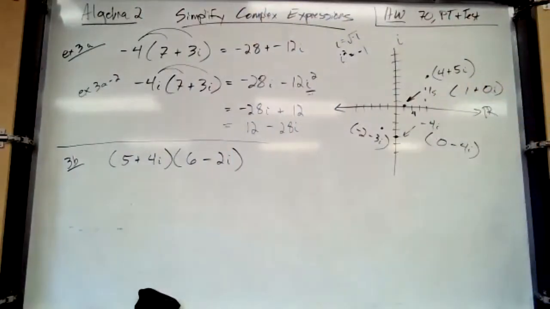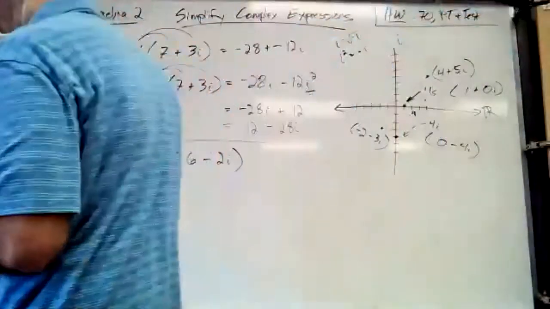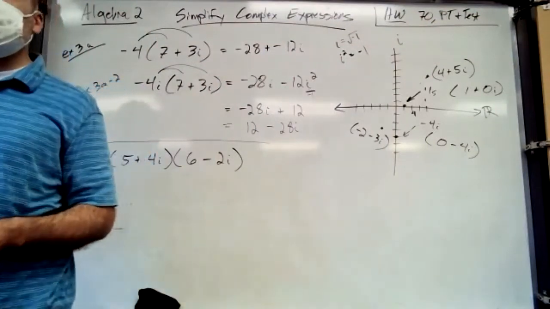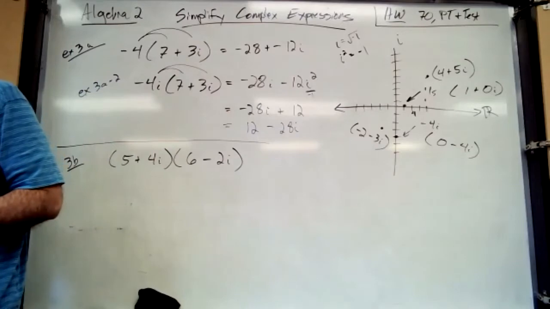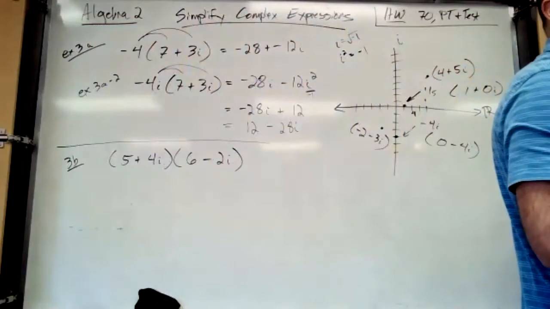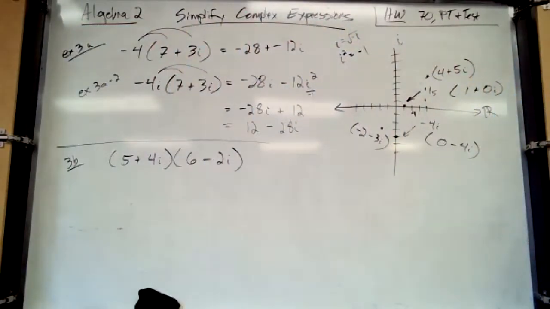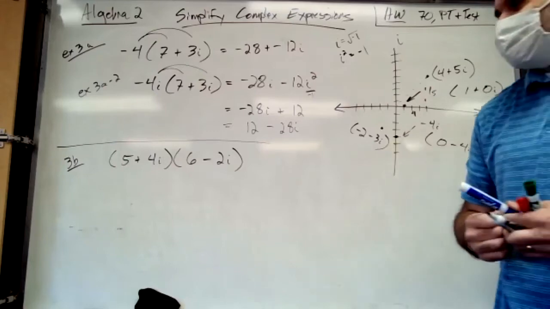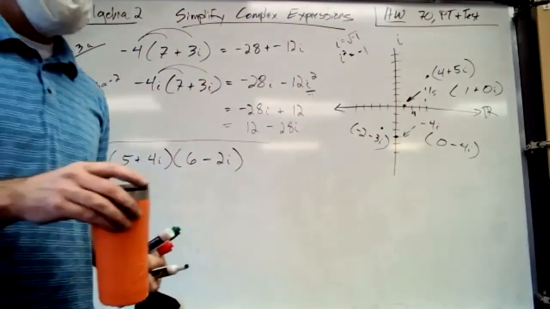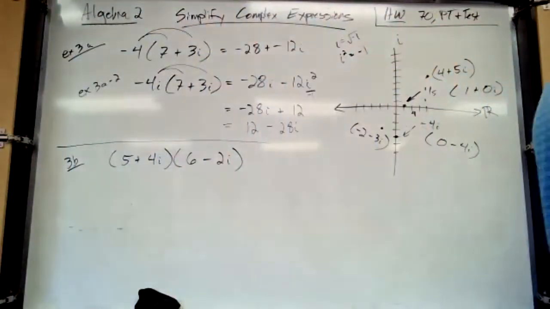Anybody have an answer? I know mine's wrong. What'd you get? I got 56 minus 2i. 56 minus 2i. Anybody else? No, 54. I meant 54. 54 minus 2i. How's it going? Pretty good, actually. I didn't finish it yet. I just realized something. Okay.